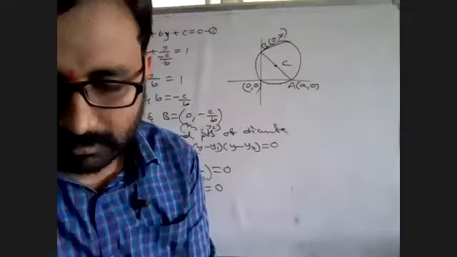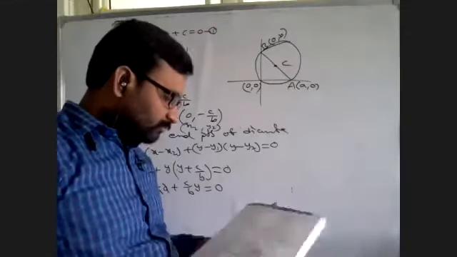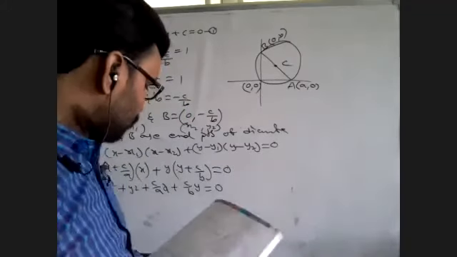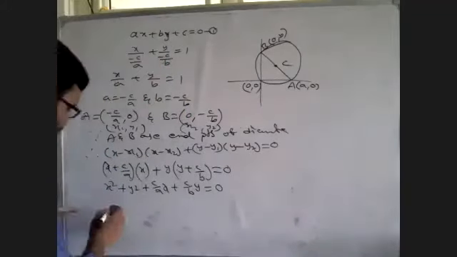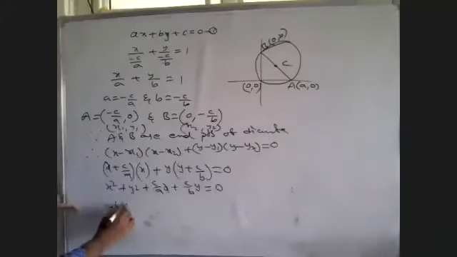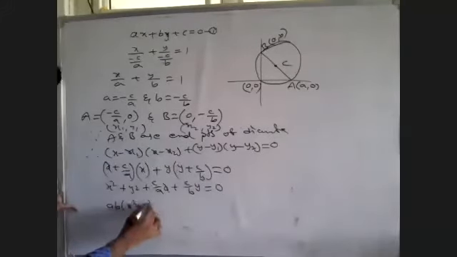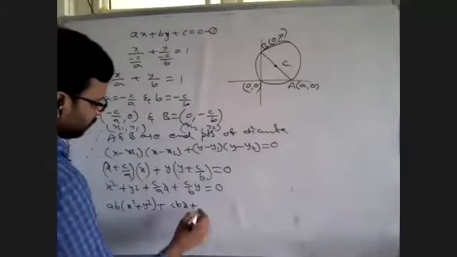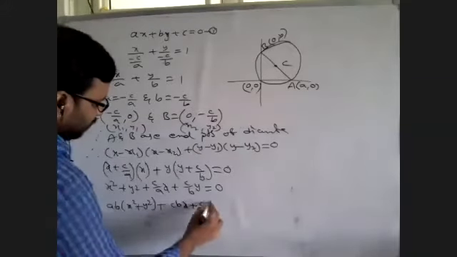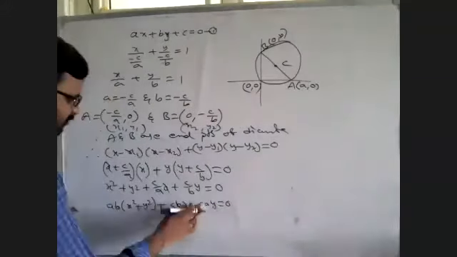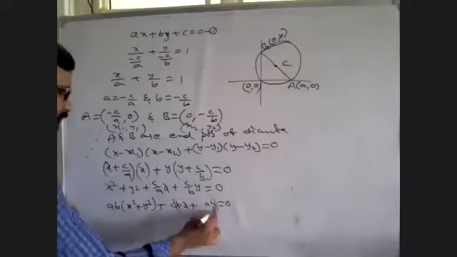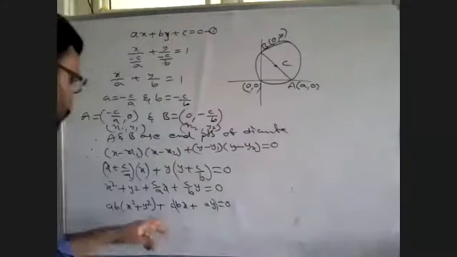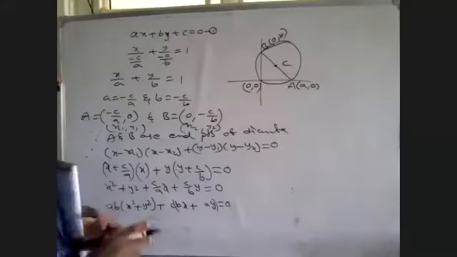Okay, next. After simplification you will get this: AB(x² + y²) + CBx + CAy = 0. Otherwise, we can also take C common: C(Bx + Ay) = 0.